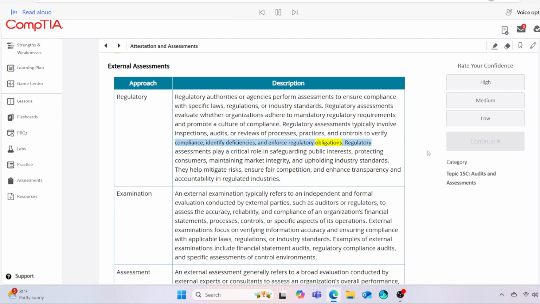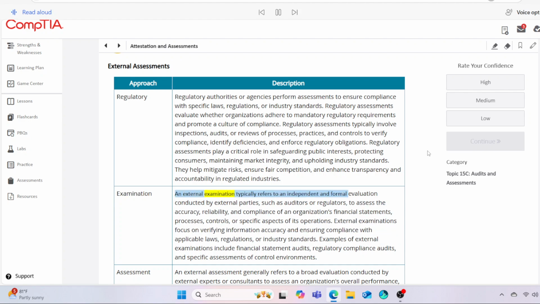regulatory obligations. Regulatory assessments play a critical role in safeguarding public interests, protecting consumers, maintaining market integrity, and upholding industry standards. They help mitigate risks, ensure fair competition, and enhance transparency and accountability in regulated industries. Examination.